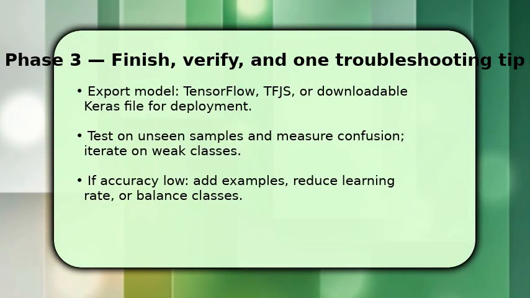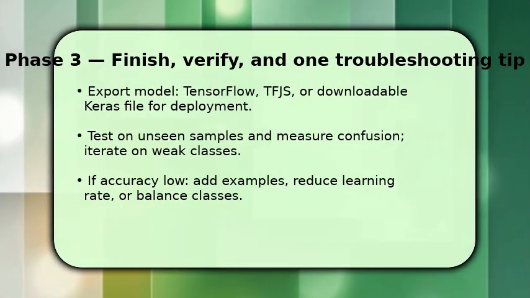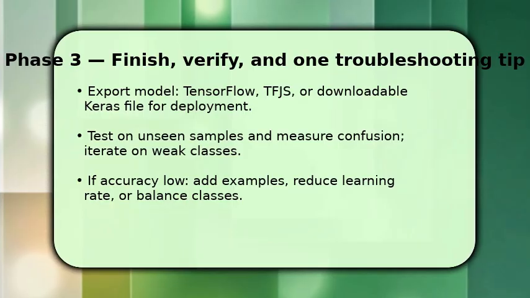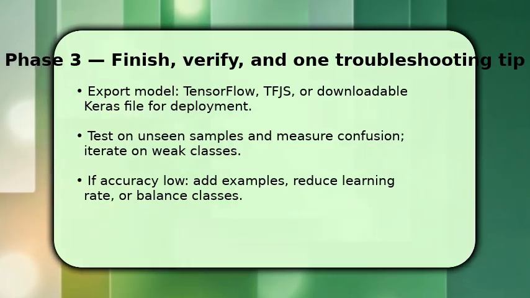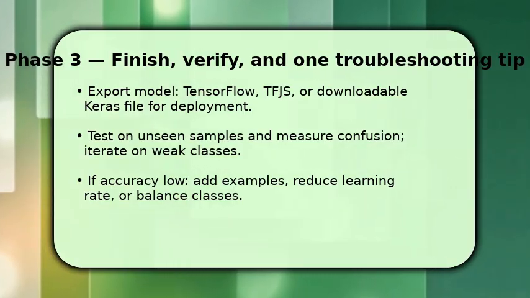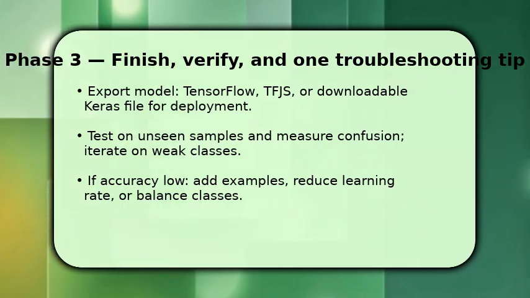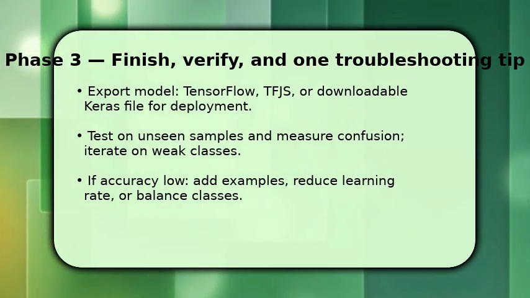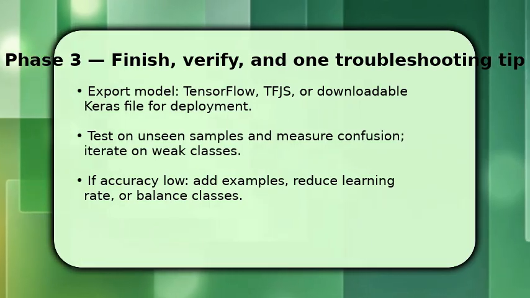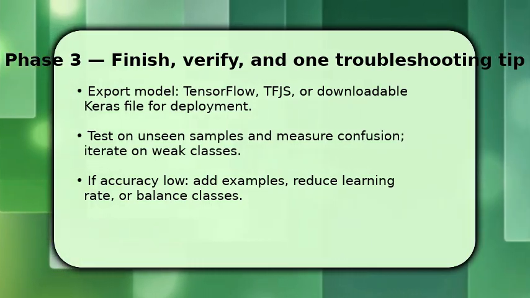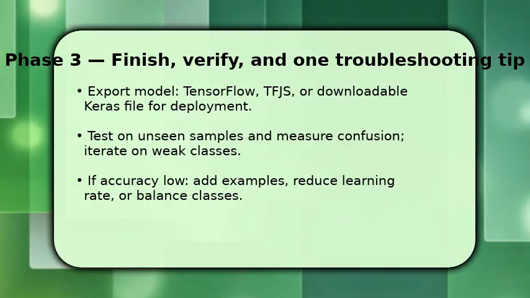Finish by exporting and validating the trained model on fresh data so you confirm real-world performance. Choose the export format you need, TensorFlow, TFJS, or Keras, and run tests on unseen samples while checking the confusion matrix to find weak classes. If a class performs poorly, add targeted examples, rebalance the dataset, or lower the learning rate and retrain.